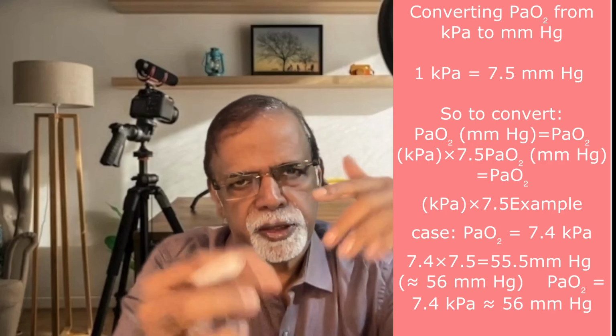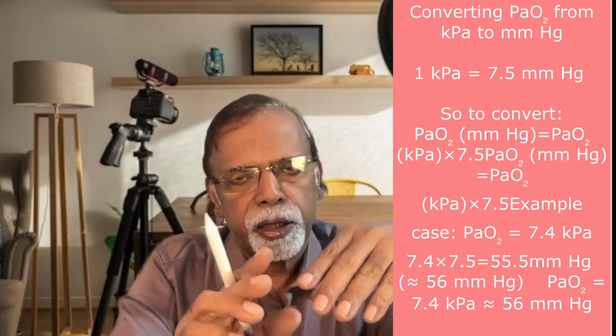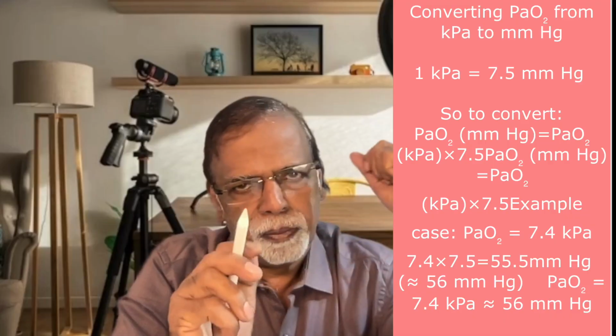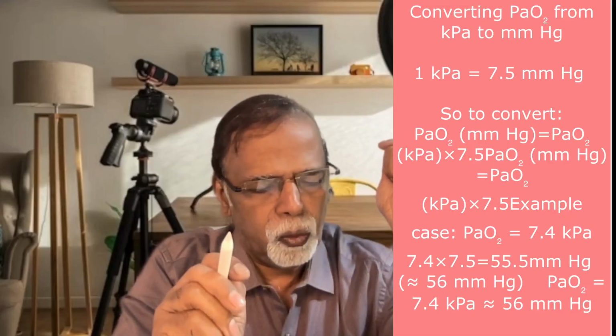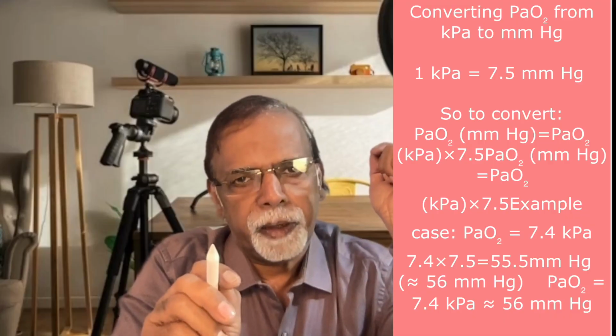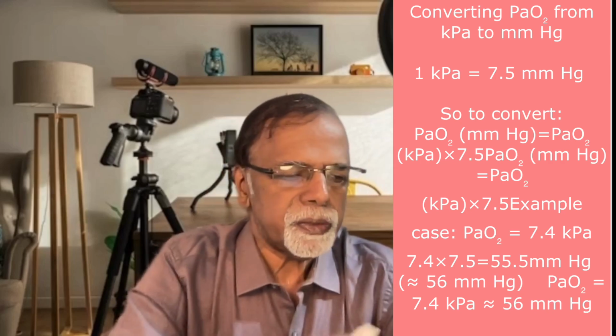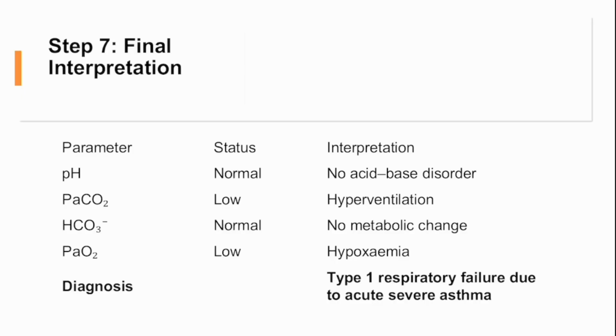So, in the next session I will explain how to calculate the expected PaO₂ in millimeters of mercury. So the interpretation will be: the pH is normal, PaCO₂ is low, bicarbonate is normal, PaO₂ is low, there is hypoxemia, type 1 respiratory failure due to acute severe asthma.